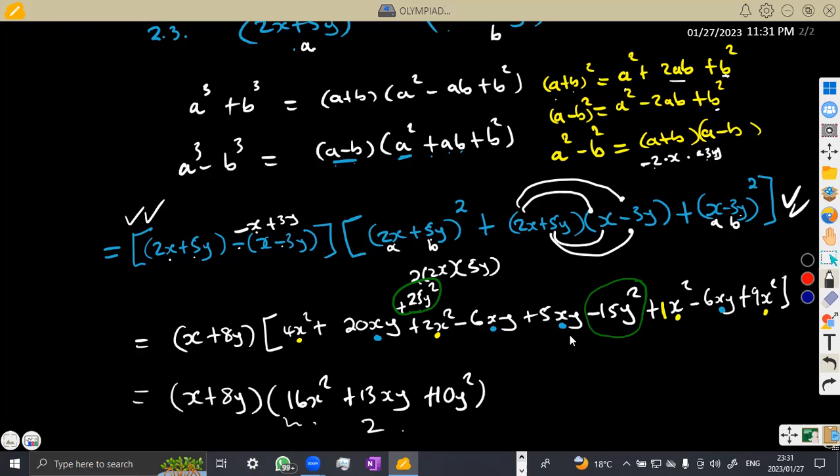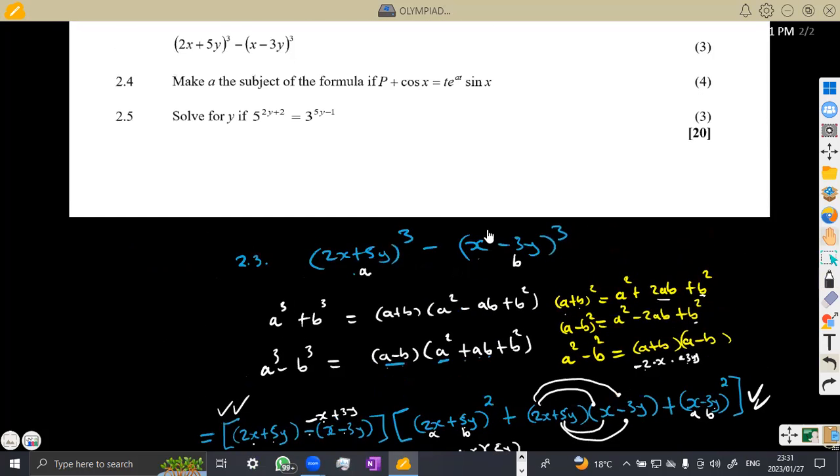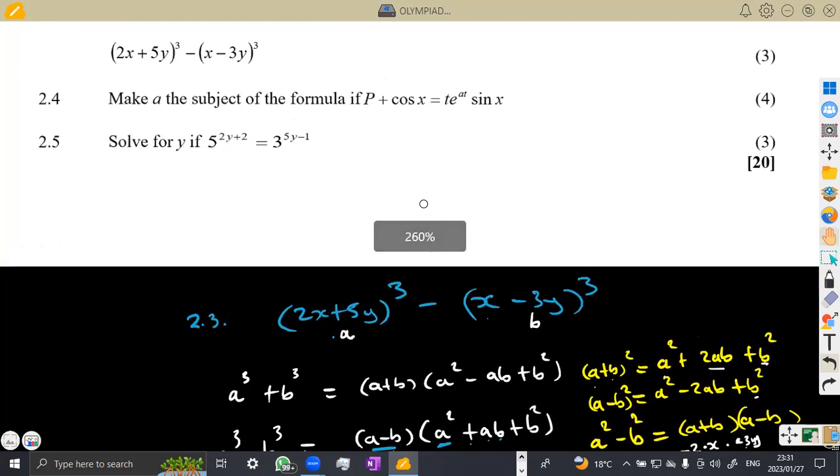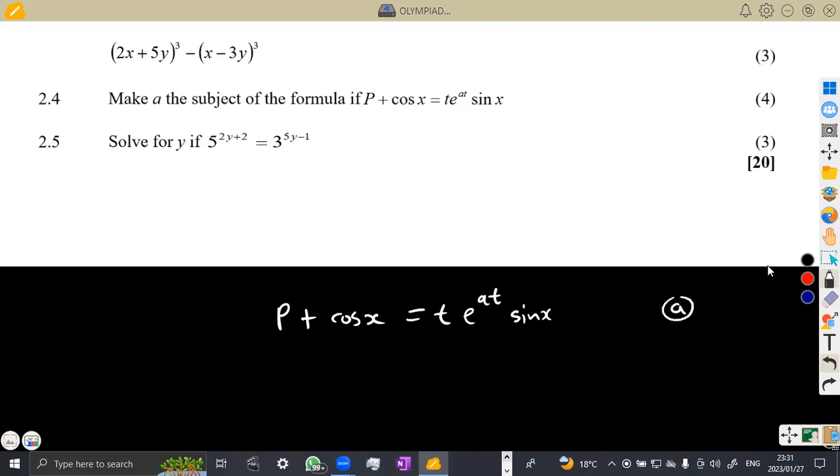All right, so that was question 2.3, where we are given a condition to factorize a cubic expression. Let's check the other part that we have on question 2.4, which is actually 4 marks. We're asked to make a the subject of the formula, which is one of the most important parts we have in our syllabus. We're given p plus the cosine of x is equivalent to t e to the exponent of at sine of x, and we are asked to make a the subject of the formula.